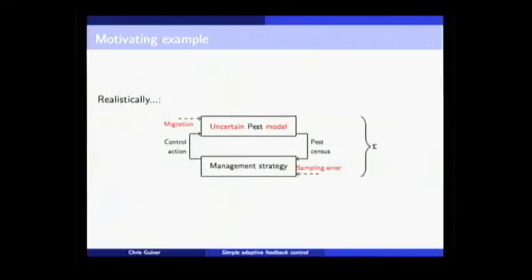Of course, realistically, even if there is a model for pests, I'm not likely to know it. So there's a lot of uncertainty there. There's bound to be sampling error when I use my pest census to inform the management strategy. And then it's not necessarily a closed system. Things could leave and enter, which you're unlikely to know about.